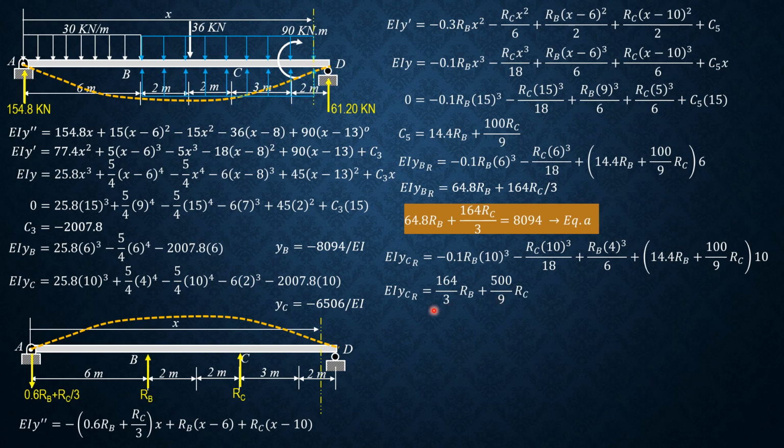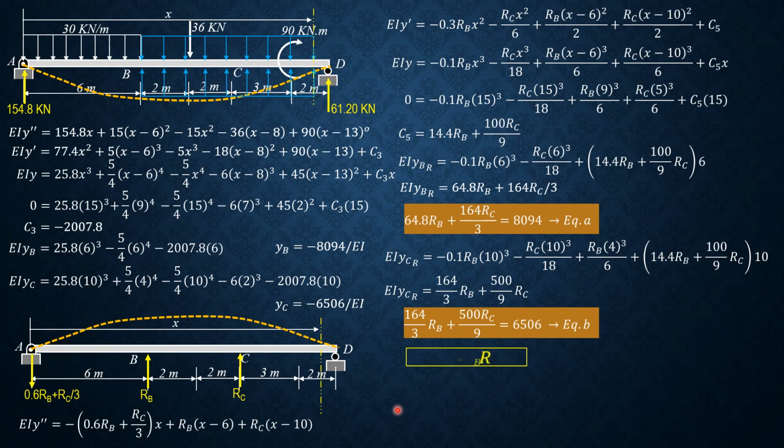Then EIYCR or YCR plus Y sub C must be 0. Since this is negative, transposed to the right, it becomes positive. So the second equation is 164 over 3 RB plus 5000 over 9 R sub C equals 6506. Equation B. Solving these two equations simultaneously, RB equals 153.715 kilonewtons as before. R sub C equals negative 34.148 kilonewtons as before.